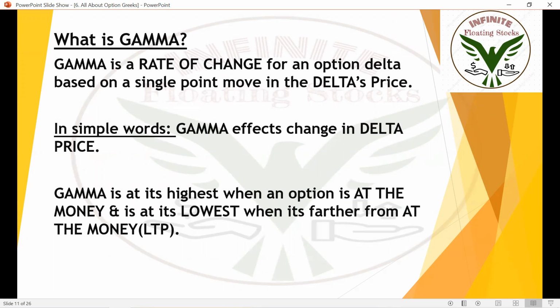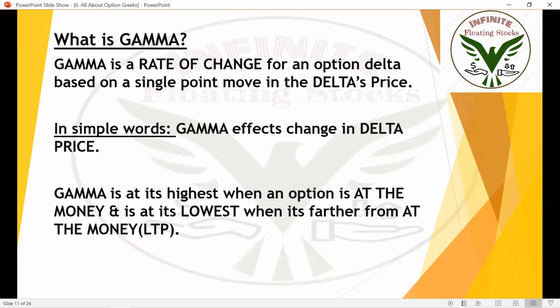Gamma is very simple. See, gamma is nothing but the rate of change for an option delta, based on single point movement in delta's price. Now what I told, option premium can be affected by delta. Because if delta is high, option premium will rise. Option premium will fall if the value of delta is small.